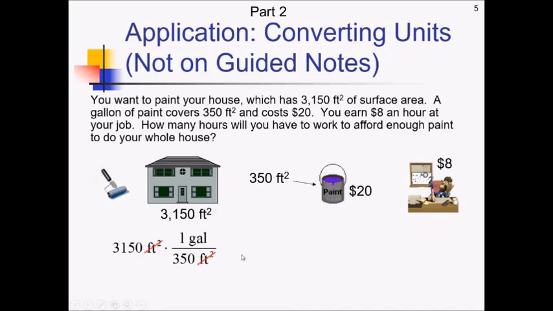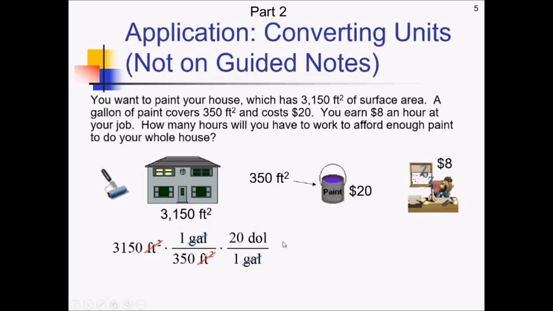Okay, so now we're going to convert from gallons to something else. So we have 1 gallon, and what is that equivalent to that could help us out? Well, the only other thing we know about a gallon is that it costs $20. So we'll put $20 up here. Now the gallons can cancel out, and we've got units of dollars.